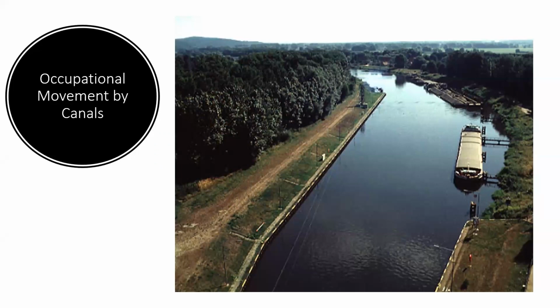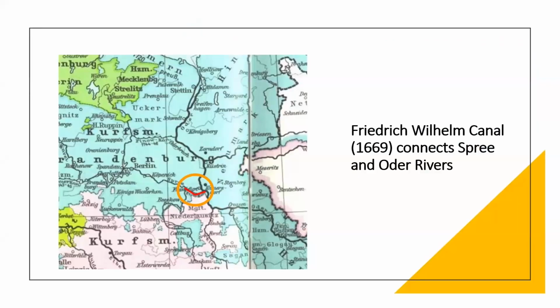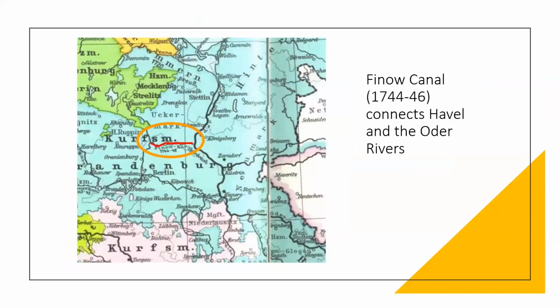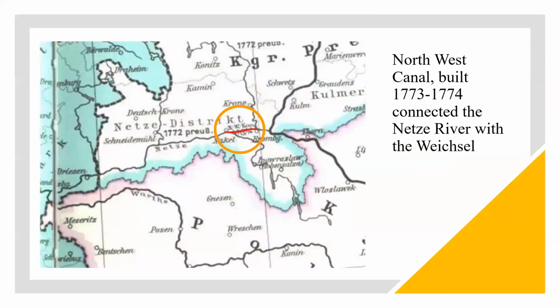Occupational movements by canals. Along with major rivers, there are also canals. This is the Friedrich Wilhelm Canal that connects the Spree and the Oder rivers. This is the Plower Canal that connects the Havel and the Elbe rivers. This is the Finnhof Canal that connects the Havel and the Oder rivers. And this is the Nordwest Canal that connects the Netze and the Weichsel rivers.